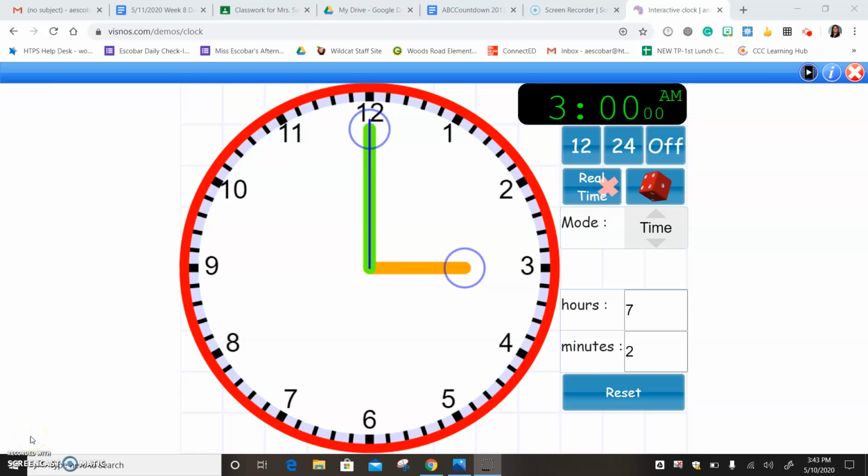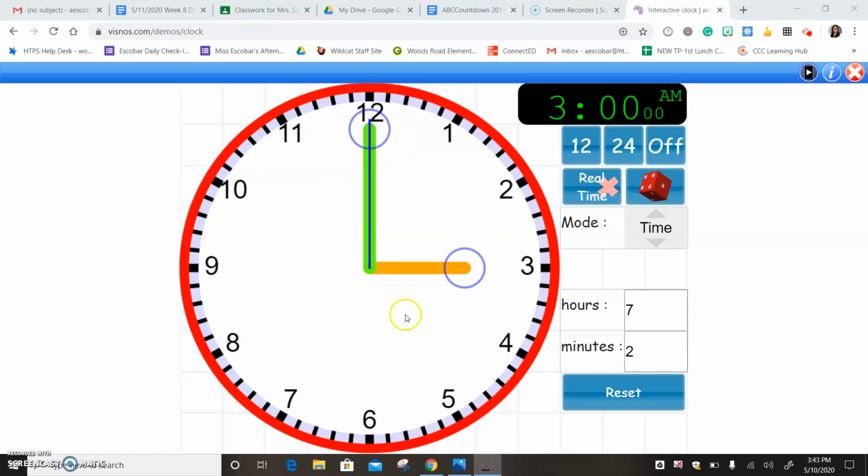Hi, boys and girls. Today we are going to talk about the clock. So let's review a little bit. So we know that the shorthand is called the hour hand, and the long hand is called the minute hand. And we know that when the minute hand, the long hand, is at the 12, that means o'clock.